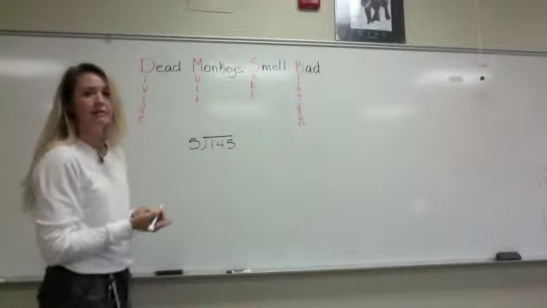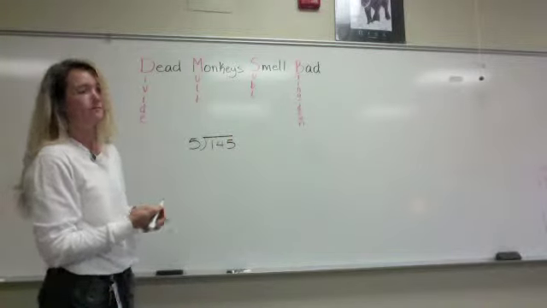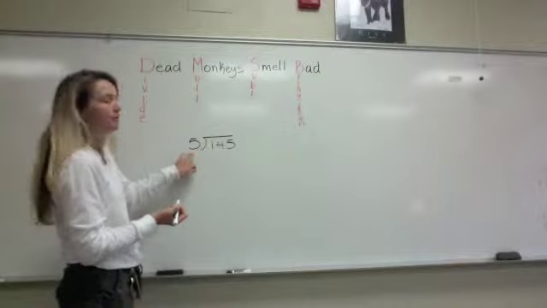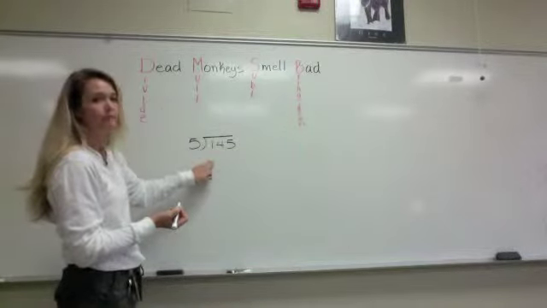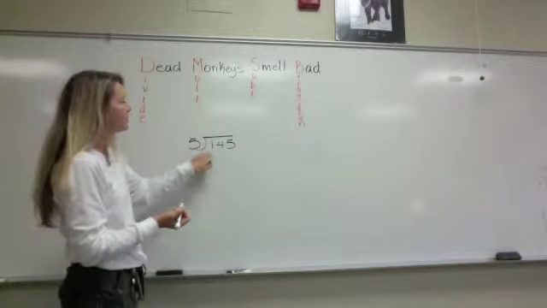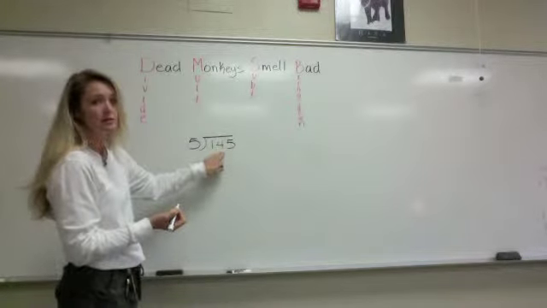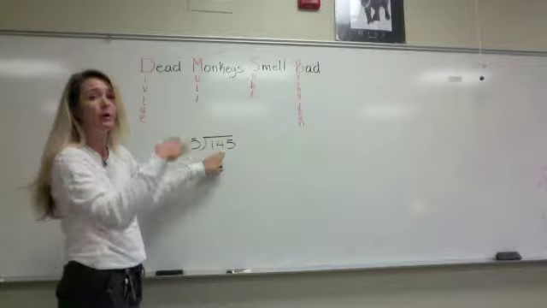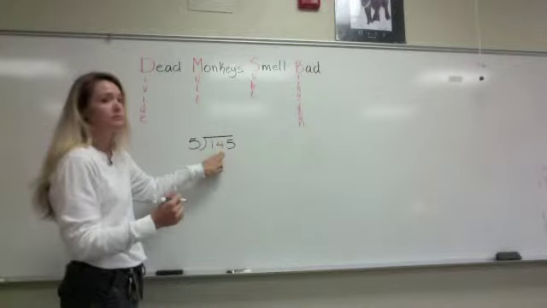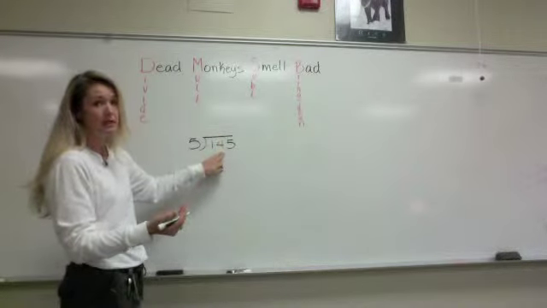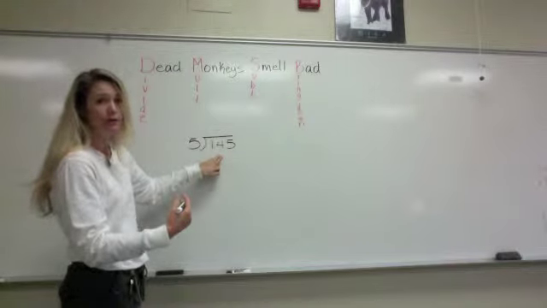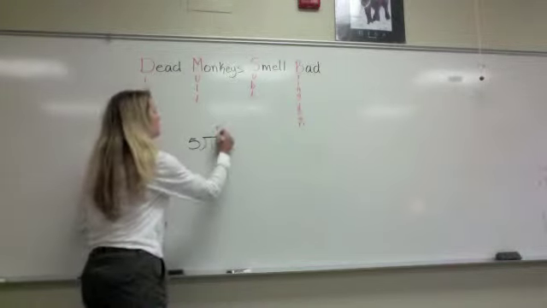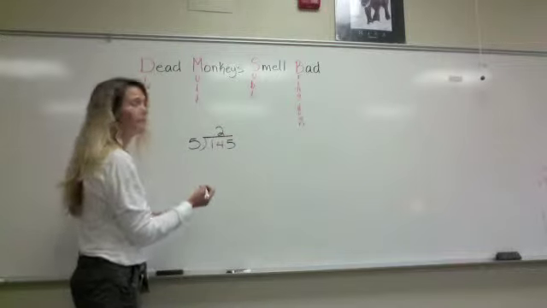Okay, 5 divided into 145. First we're going to start with dividing. Can 5 go into 1? No. Can 5 go into 14? Yes. How many times can it fit without going over? Well, 5 times 3 is 15, and that's too big. So we have to go 2. 5 times 2. What is 5 times 2?